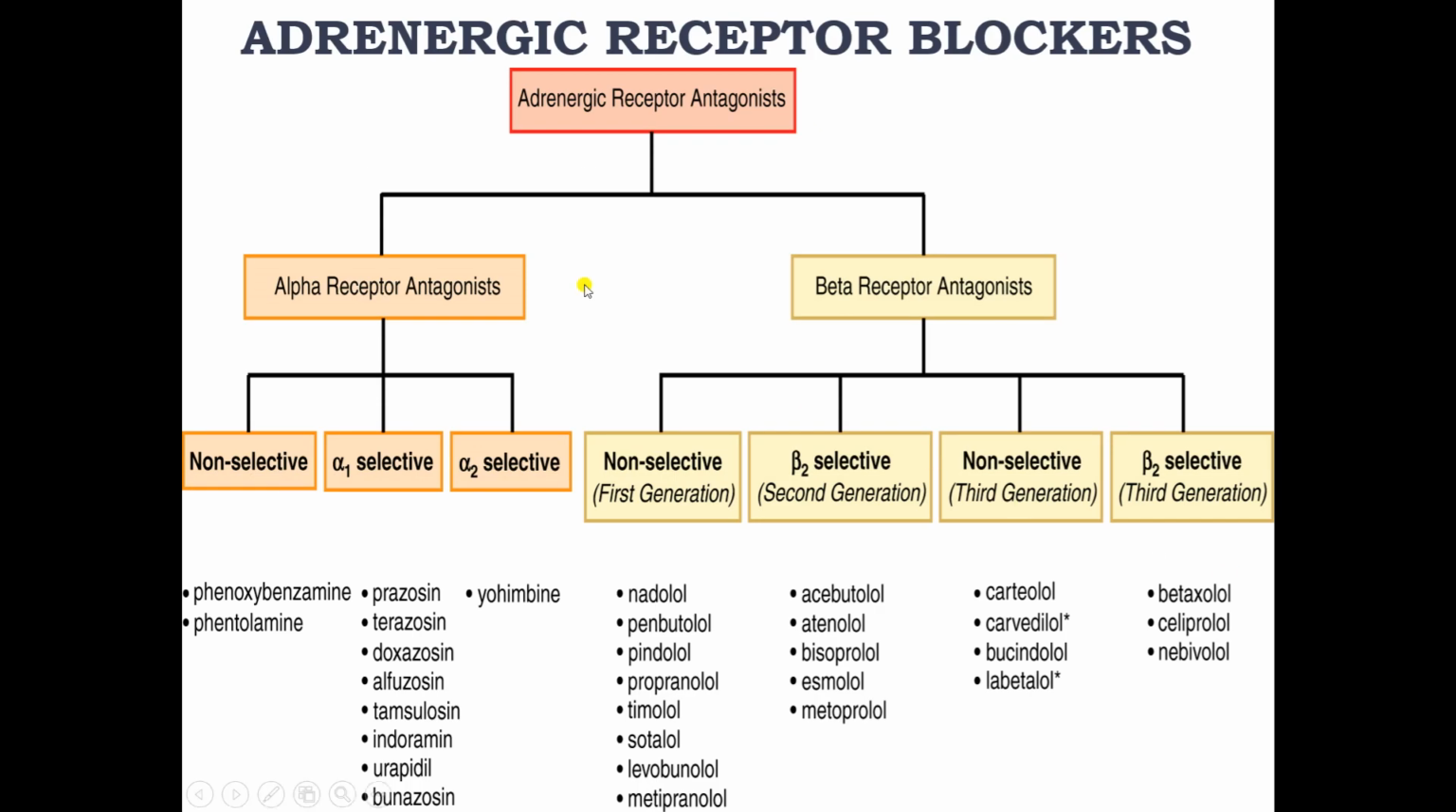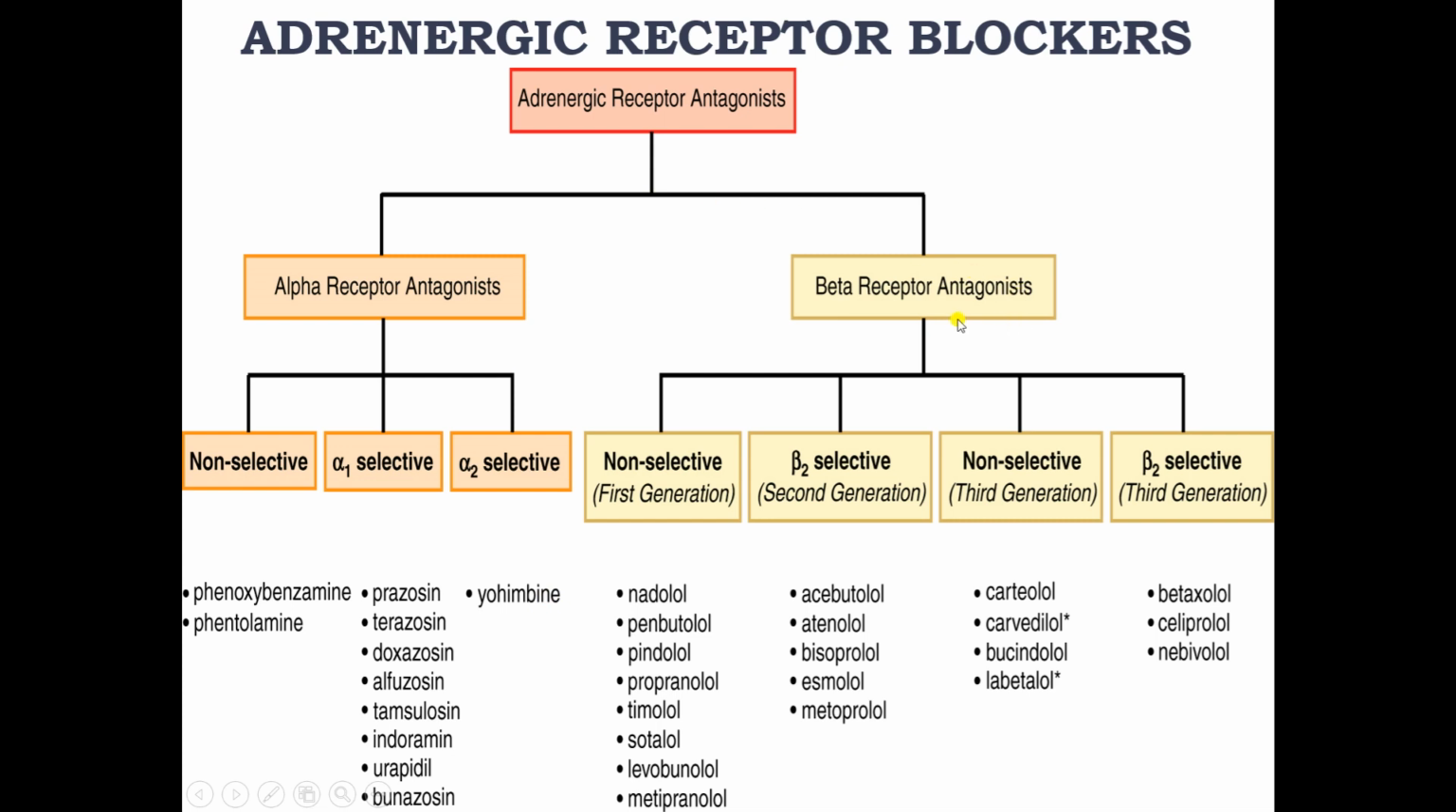If we see the classification of adrenergic receptor blockers, it includes alpha receptor blockers and beta receptor blockers. We are discussing receptor blocker drugs first because they are the most frequently used among the sympatholytic drugs. Alpha receptor antagonists can be non-selective, which include phenoxybenzamine and phentolamine; alpha 1 selective, which include prazosin, terazosin, doxazosin, and many more; and alpha 2 selective, which is yohimbine.